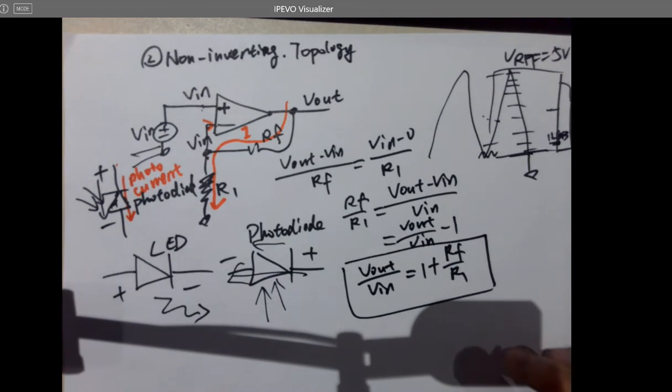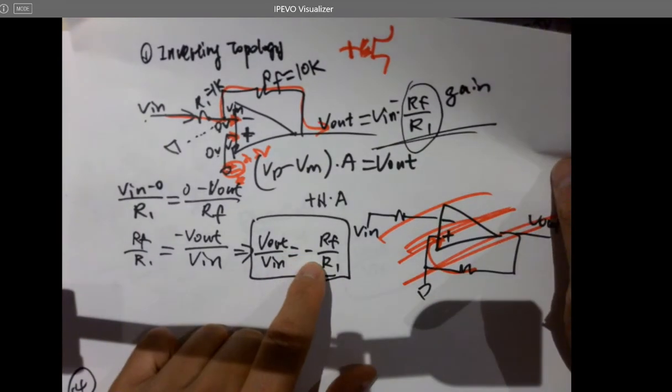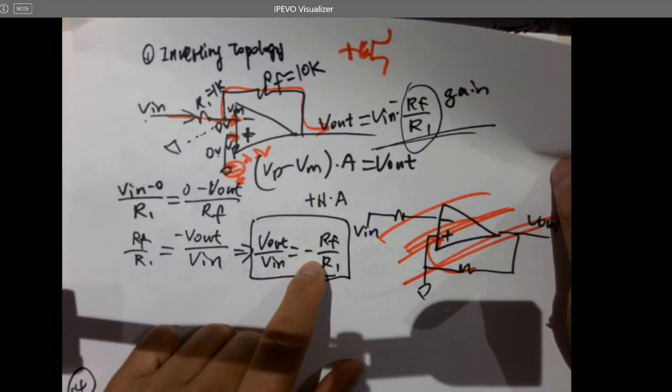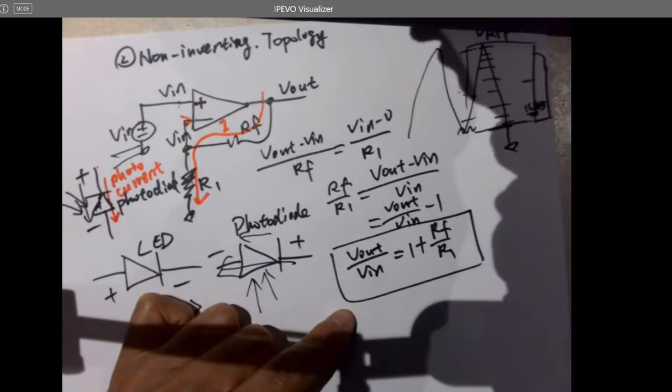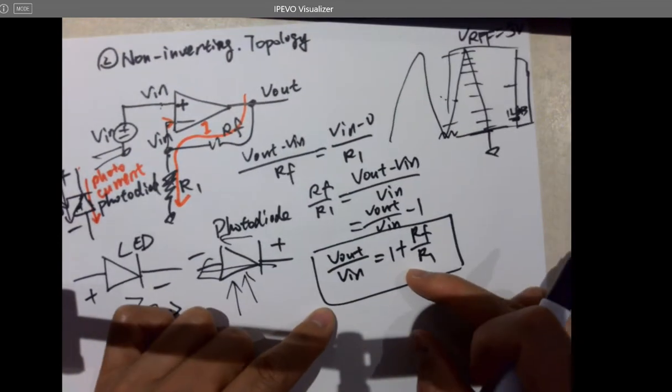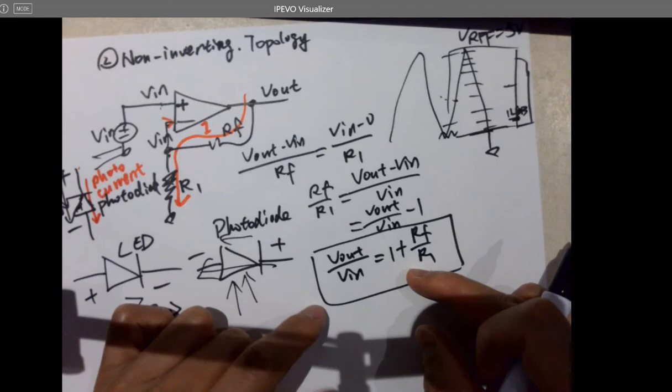There's no negative sign. Where do we have a negative sign? For the inverting topology, you get a negative sign. So there's a phase shift. If you don't want a phase shift, if you want the input and output right in phase, you need a non-inverting topology. There's no negative sign. It's not inverting it.